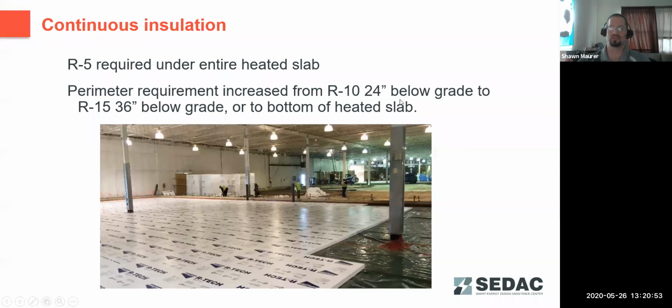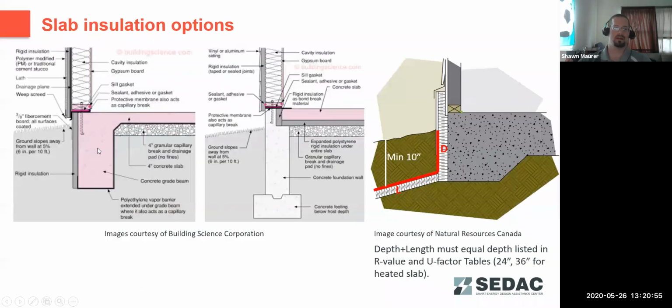For that perimeter insulation requirement, it can be on the outside of your foundation wall. As you can see on the far left here, in the center you can see kind of a floating slab assembly where that insulation wraps from under the slab and up the edge to create a thermal break between the inside and outside. It can also be a combination of horizontal and vertical insulation.